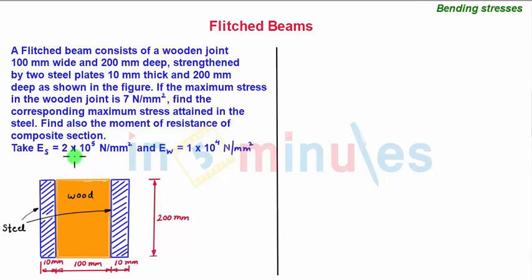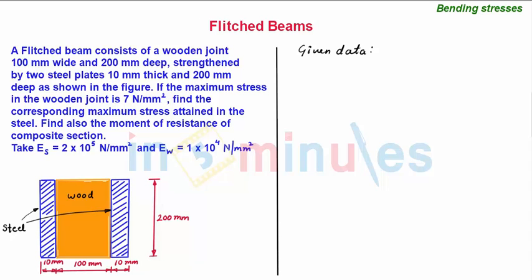We have been given the values of Young's modulus for steel and wood as ES is 2 into 10 to the power 5 Newton per mm square and EW is 1 into 10 to the power 4 Newton per mm square. So if we see, this is a composite section of case 1, in which the centroidal axis of each of the section passes through the centroidal axis of the composite section due to symmetry.